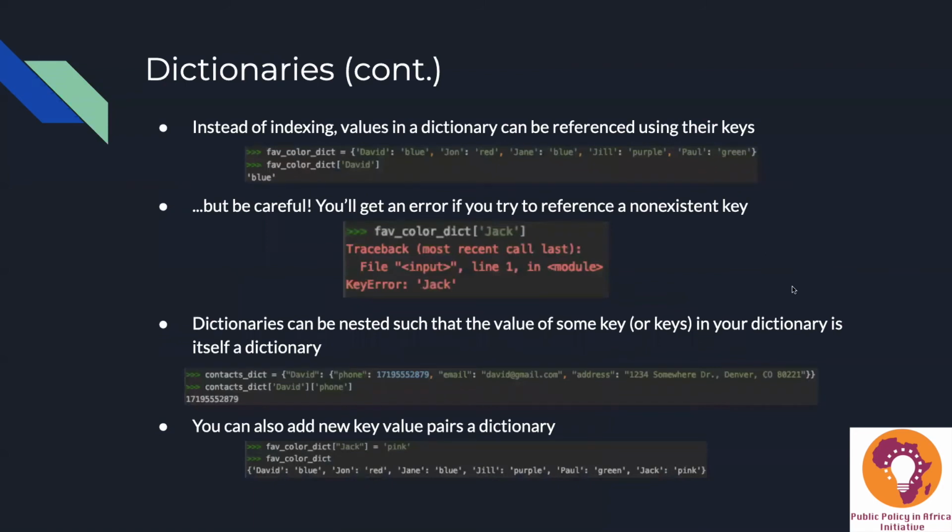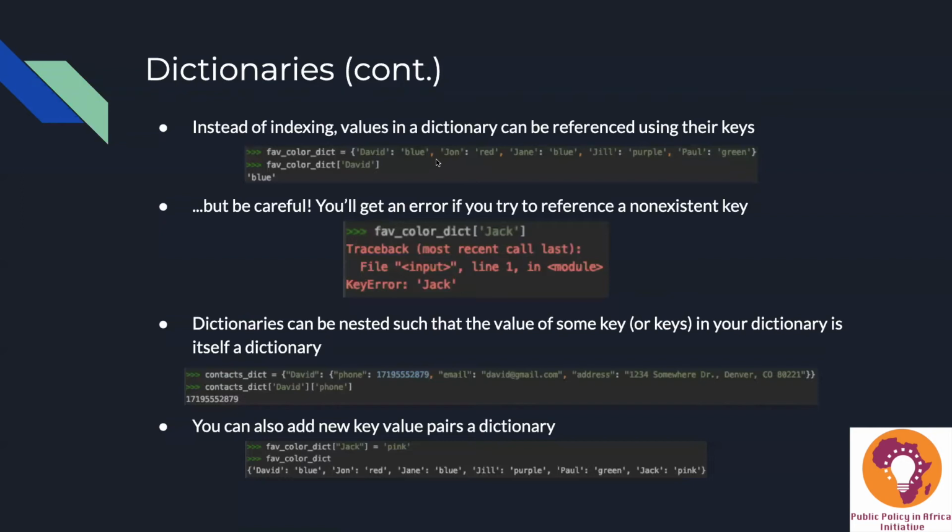So, dictionaries continued. Instead of indexing, because remember, they're not ordered, so you can't index them like we could with an array, values in a dictionary can be referenced using their keys. Say we have a favorite color dictionary here, where we have David as the key and the value is blue for the first item. The next item, John, is the key and the value is red. So basically what we're saying here is David's favorite color is blue, John's favorite color is red, Jane's favorite color is blue, Jill's favorite color is purple, and Paul's favorite color is green.